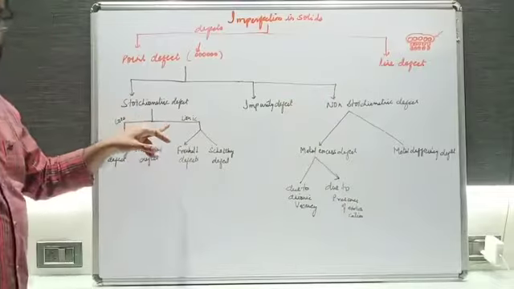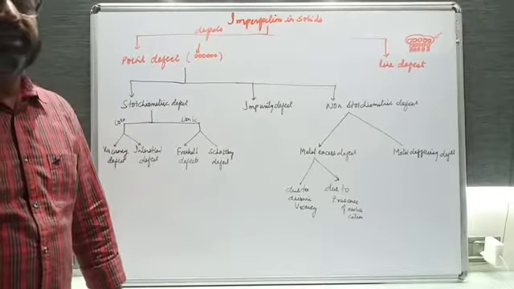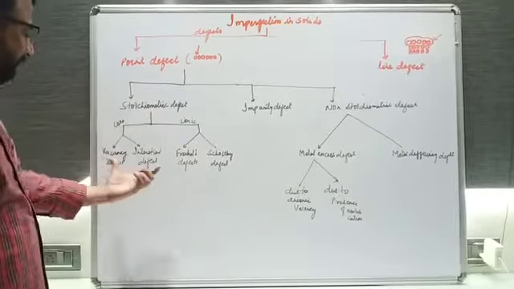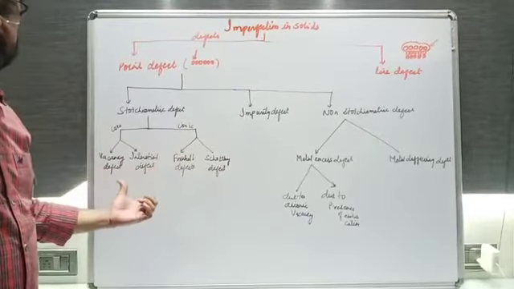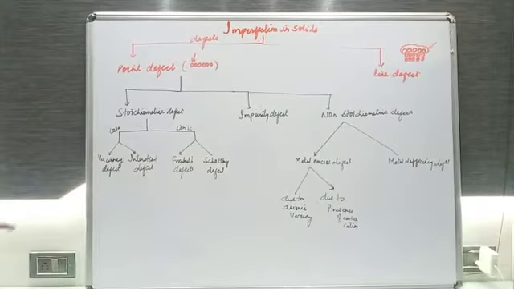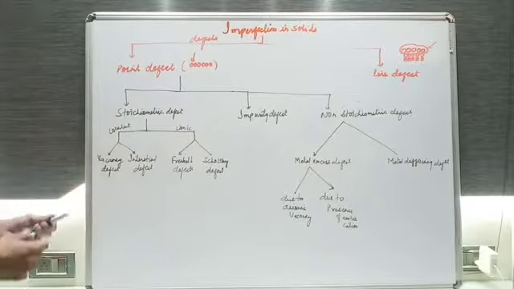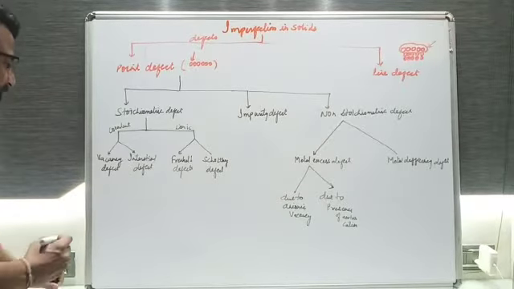Now come to the stoichiometry defect. Stoichiometry defect can be seen in two types of compounds, covalent compounds as well as ionic compounds. For the covalent compound, different names are there, and for the ionic compound, different names are there. So we have to describe each and every point. Let's start with the first one. If it is present in the covalent compound, then it will be of two kinds: the vacancy defect and the interstitial defect.